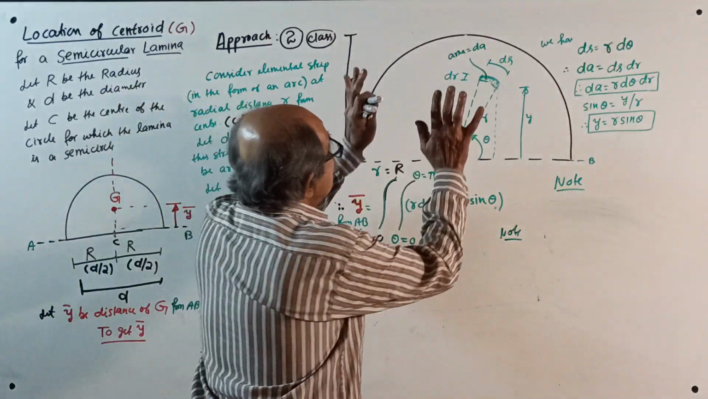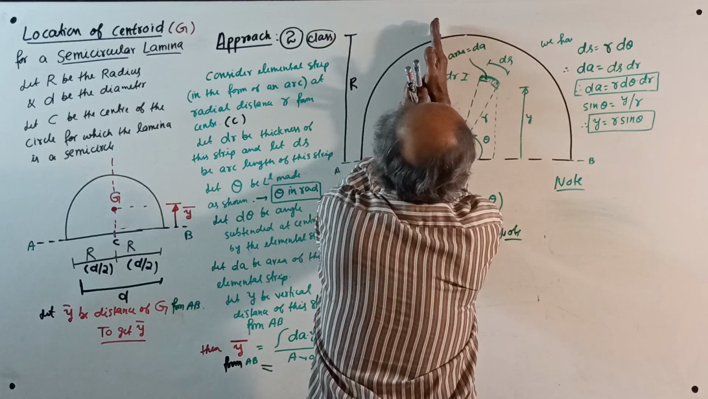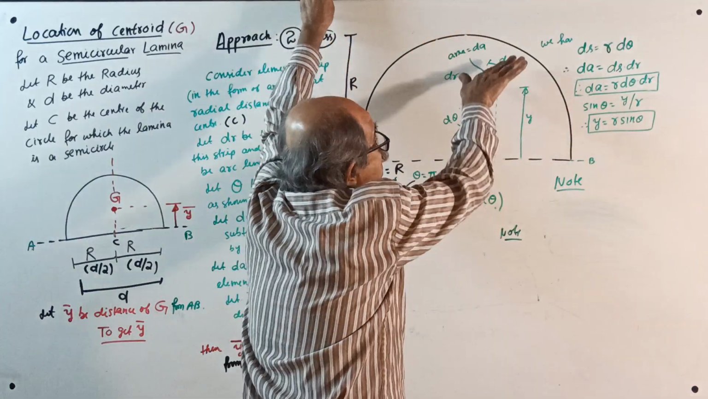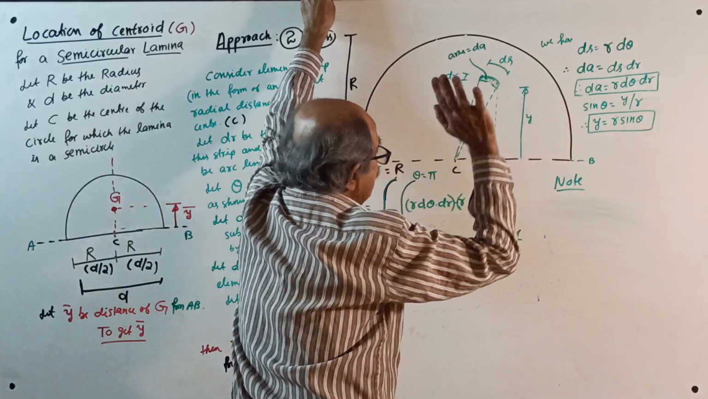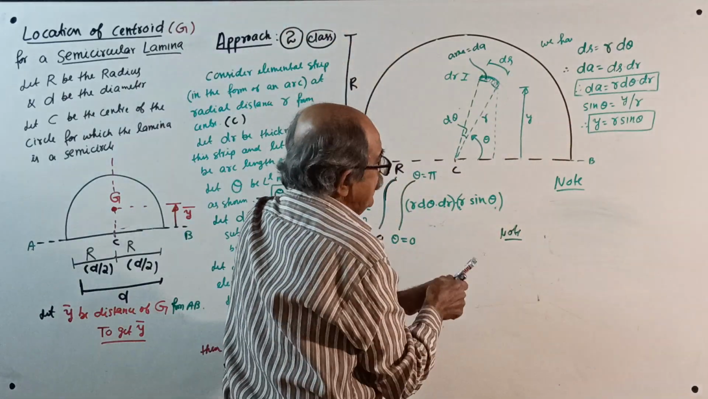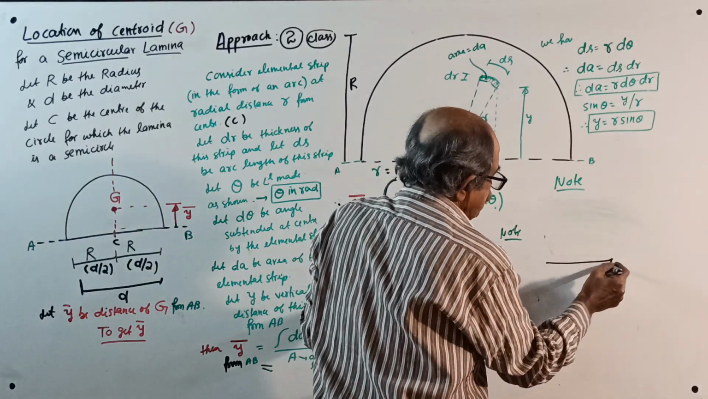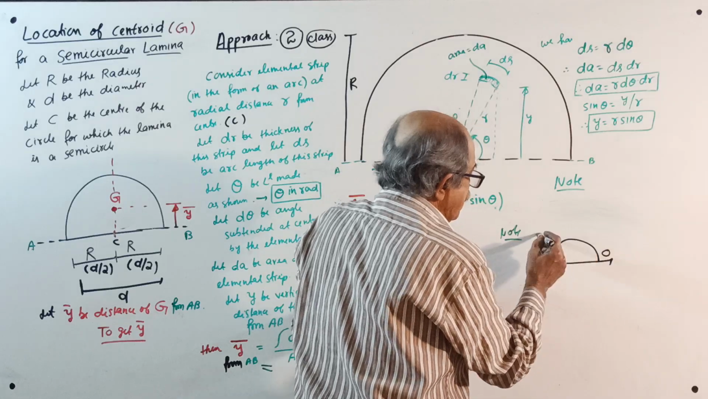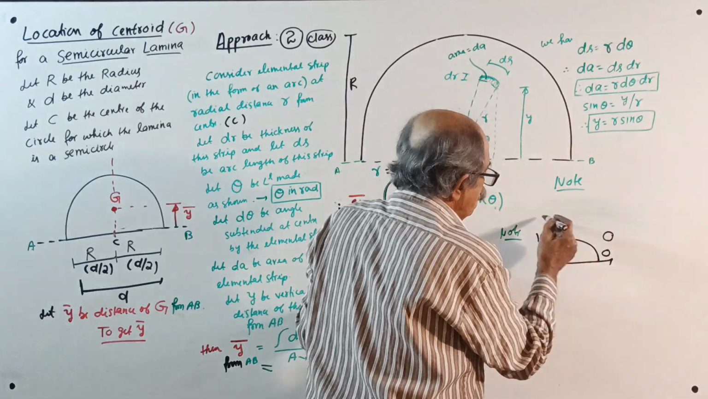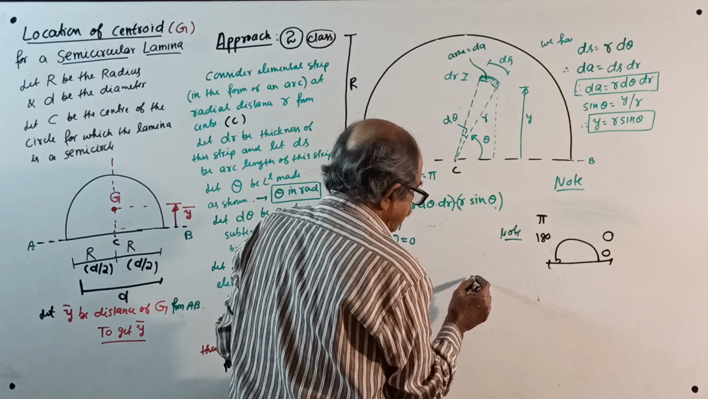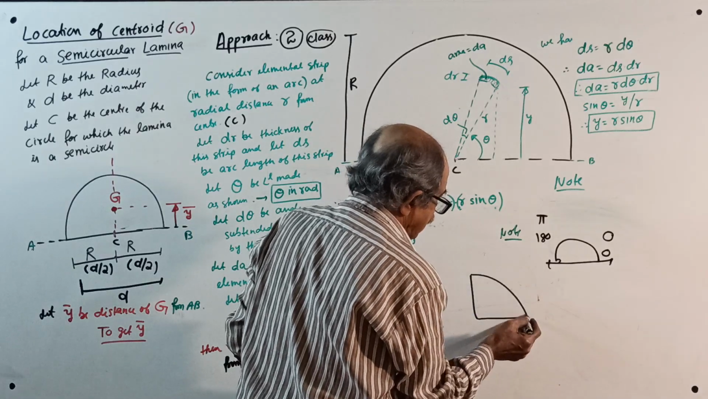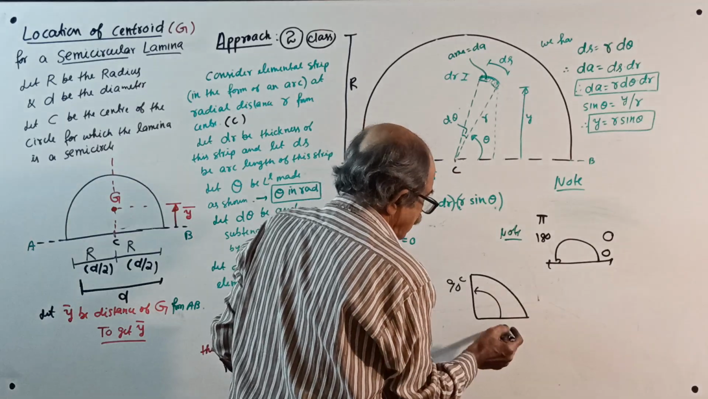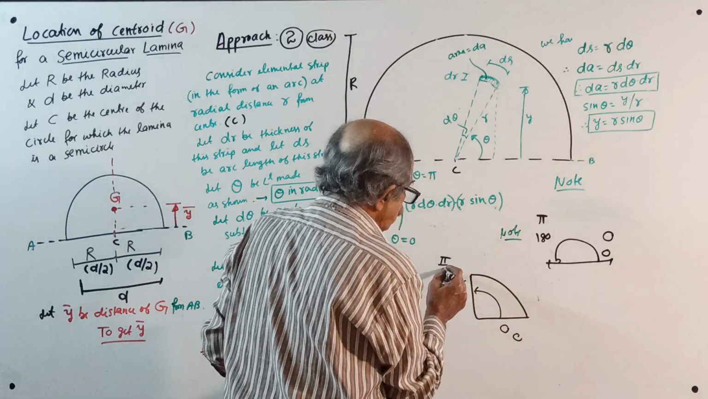At that time, the same sketch will come, but it will stop here. The only change is that everything will be the same. I am not rubbing anything. If it is a semicircle, theta will vary from 0 to 180 degrees, or 0 to pi radians. But when it is a quadrant of a circle, theta varies from 0 to 90 degrees, or 0 to pi by 2 radians.